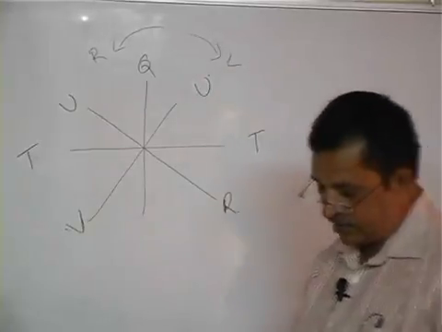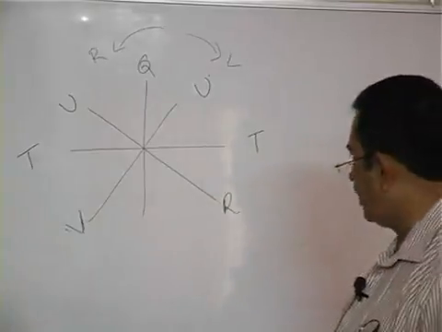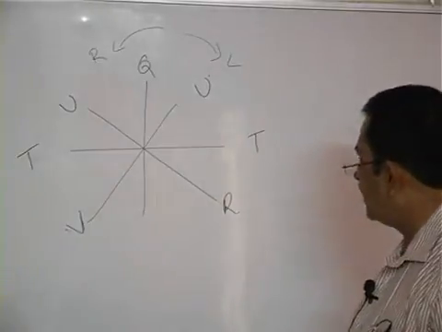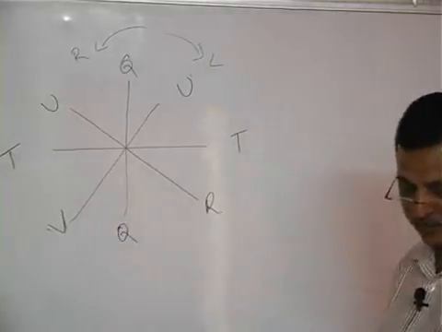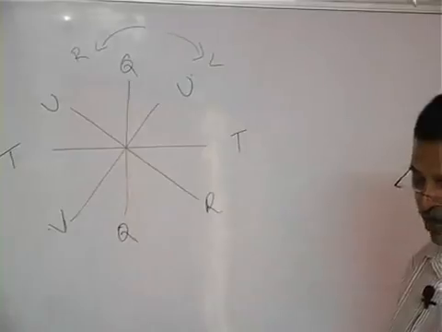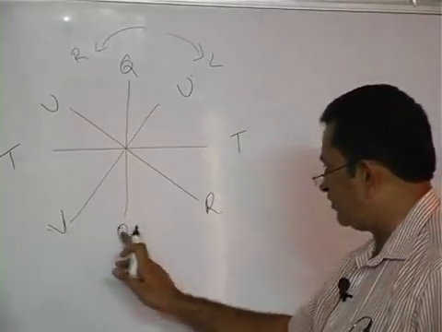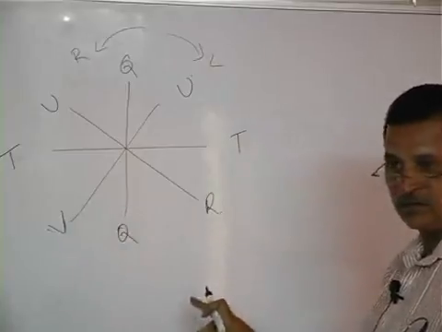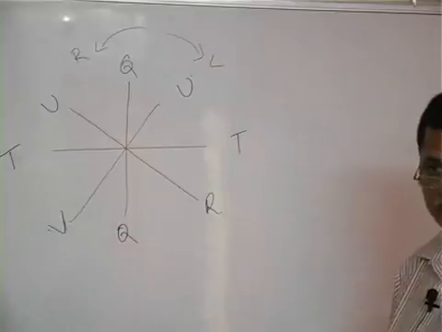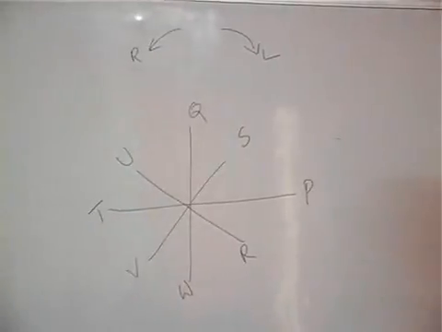Next, before that statement, what is given? Q is second to the left of T. Suppose you write Q second to the left of T, and on the immediate right of S, S will come. So one circle is finished.